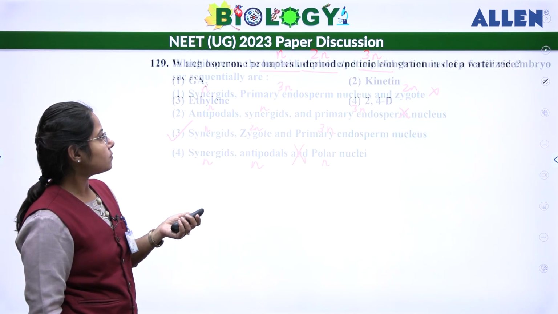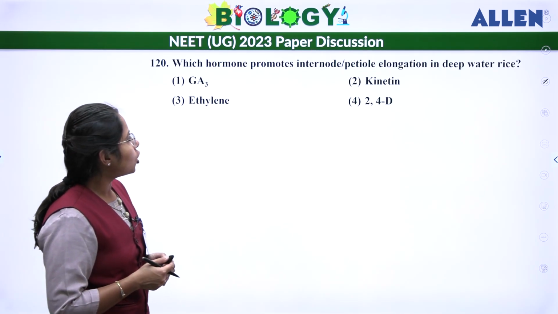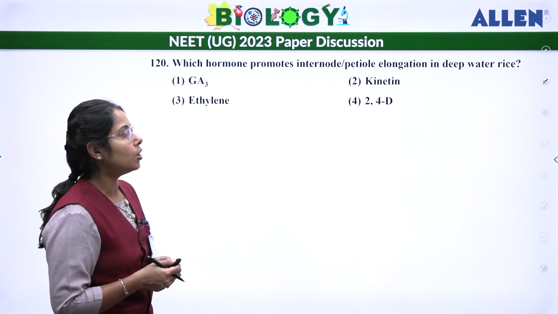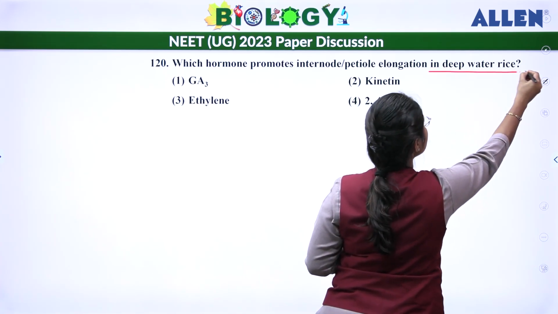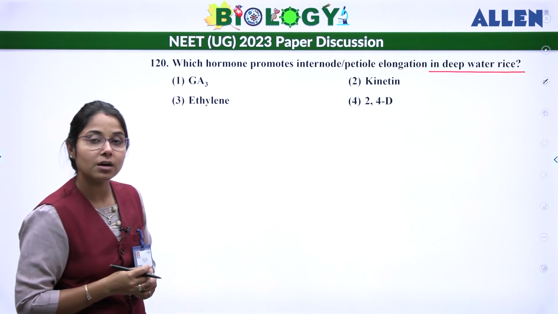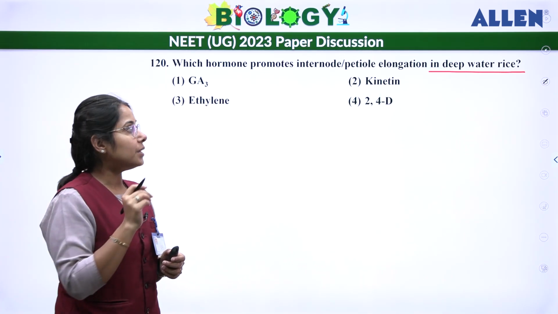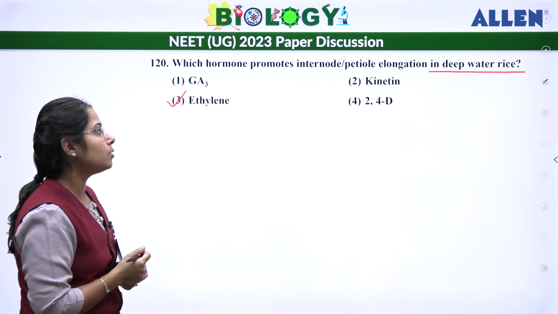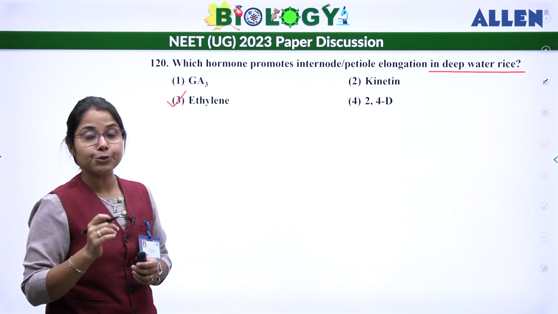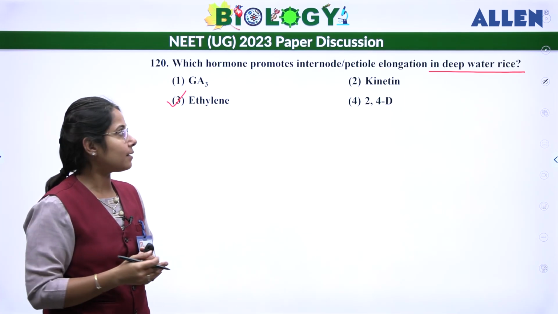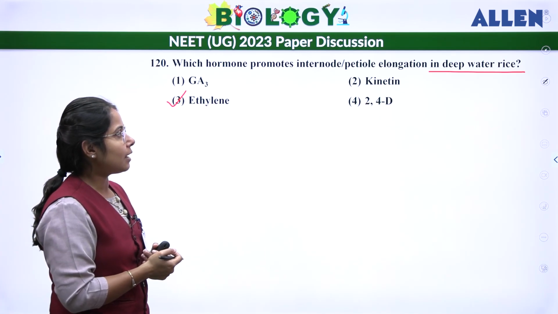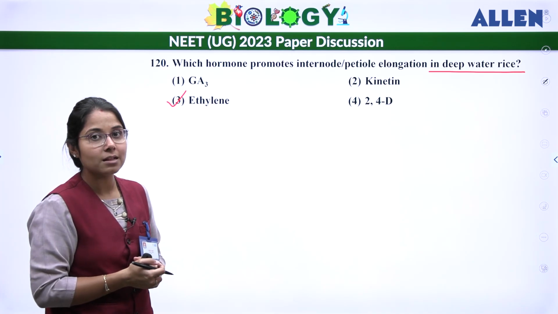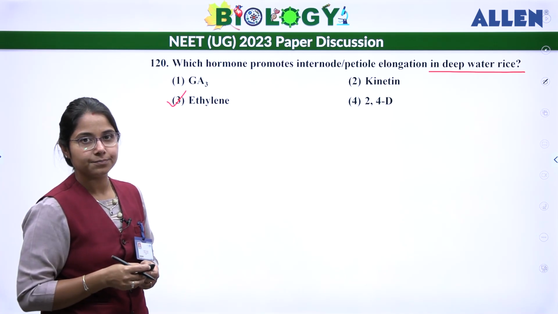Okay. Next question. Which hormone promotes internode petiole elongation in deep water rice? So here the key point is deep water rice. Internodal elongation will occur through gibberellin also. But deep water rice will be your ethylene. Ethylene will be the one which is occurring in deep water rice, due to which the rice plants stand erect. So GA is gibberellic acid, kinetin is nothing but your cytokinin and 2,4-D is your auxin. So the correct answer for this will be your ethylene. Okay, ethylene hormone.